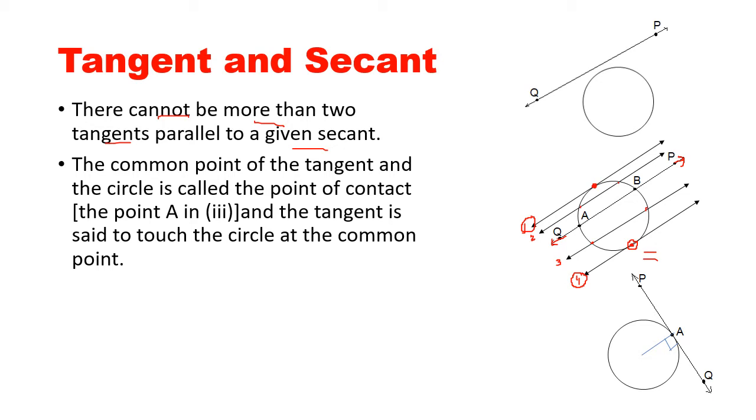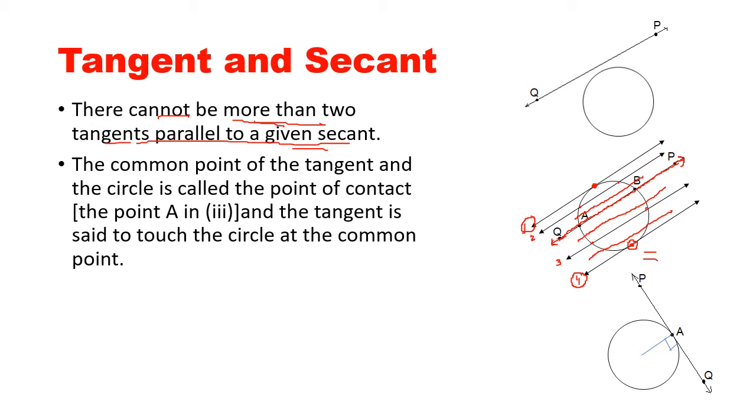Now I have only drawn 4 lines, but I can draw infinite lines parallel to a given secant. You can see this is the secant I have. PQ is the secant, and I can draw infinite lines parallel to the secant. But out of these infinite lines, only 2 are tangents. These lines which touch in one point are the tangents. So what we have got is, there cannot be more than 2 tangents parallel to a given secant.